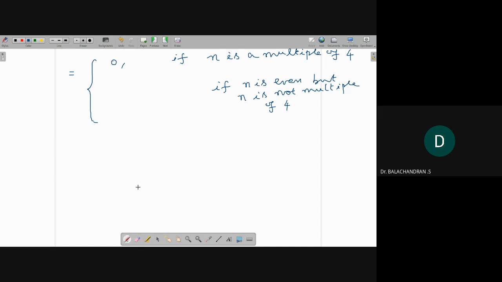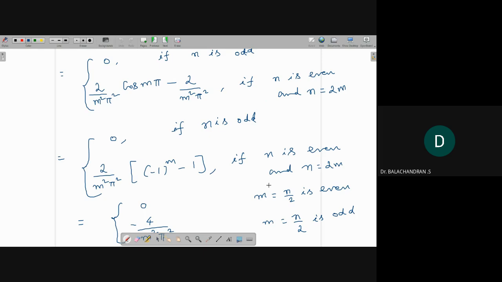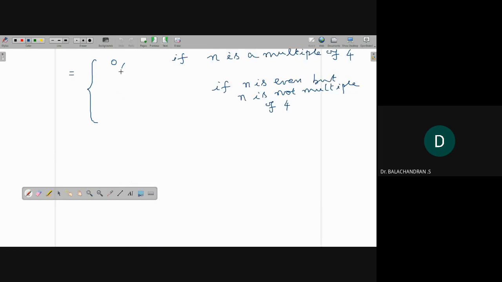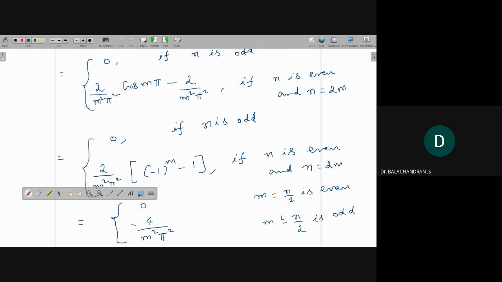That means I'm going to substitute here m equal to n by 2. M equal to n by 2, n square by 4. So 4 is going to the numerator. So minus 16 by n square pi square. Minus 16 divided by n square into pi square. So here I replaced m equal to n by 2.